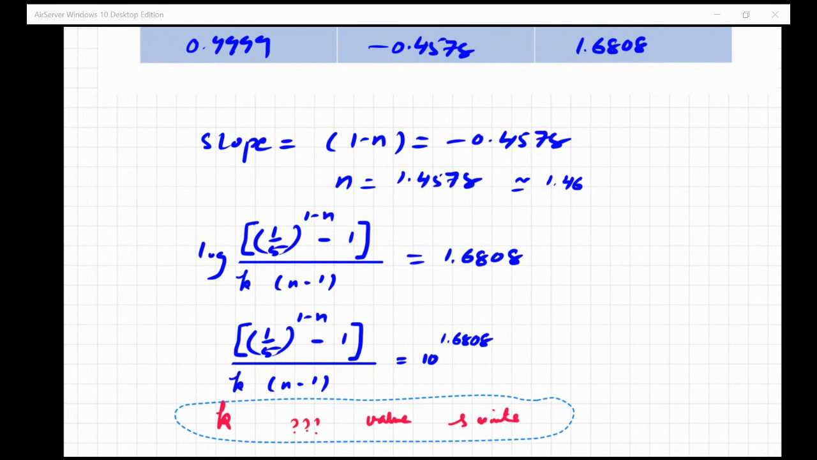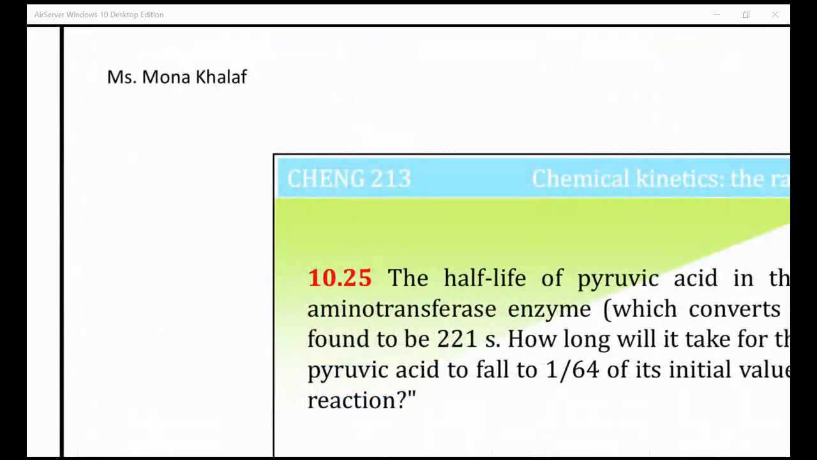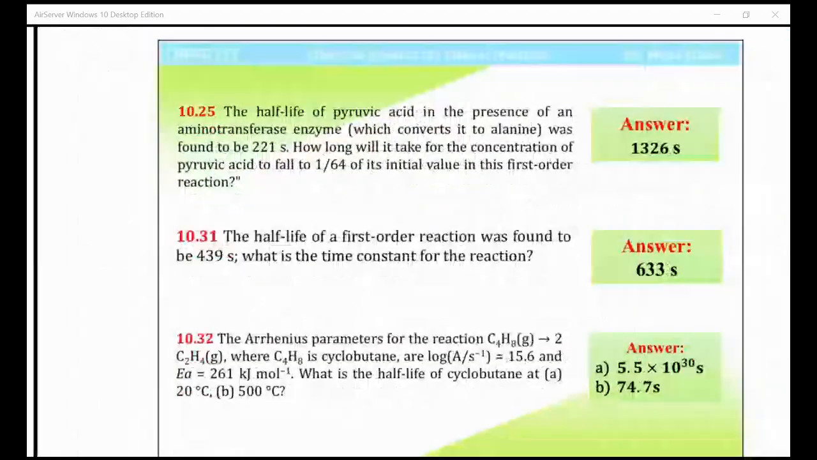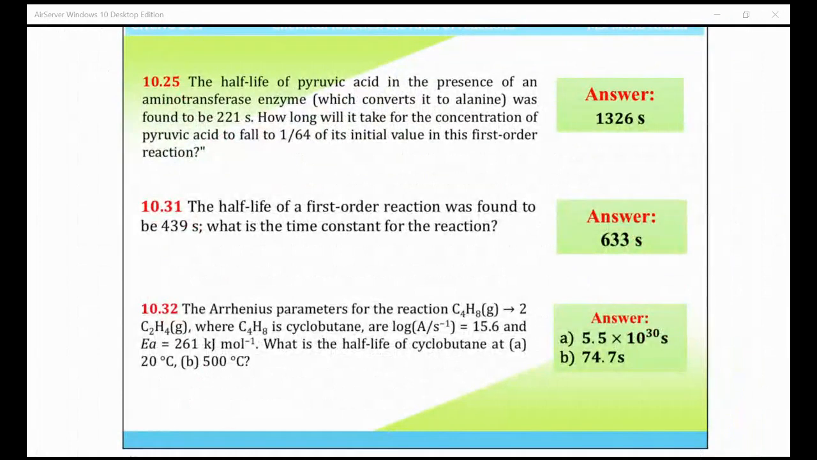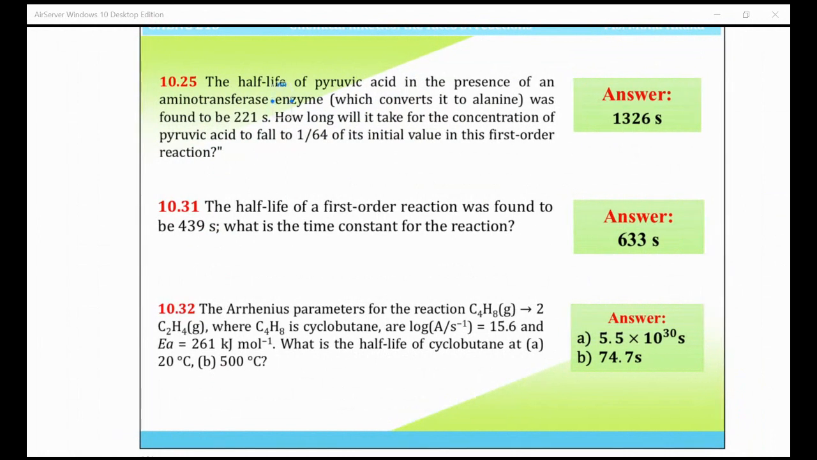Okay, so now we have to look at the questions. We actually have several simple questions here about the half-life in the book. You have, of course, the final answers. You have a question here about the half-life.